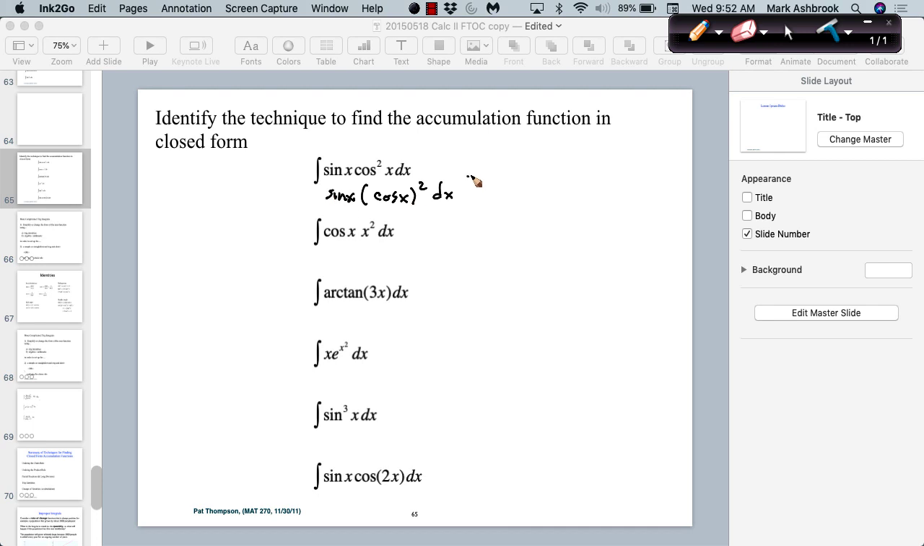Which technique? Chain. Undoing chains. Why? Sine x is essentially the derivative of the interior. So this is a chain rule derivative, right? This is multiplied by the derivative of the inside. There it is. Multiplied by the derivative of the inside. So now we're going to undo that.